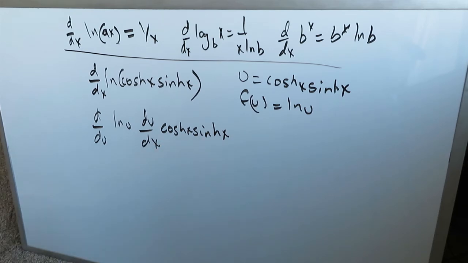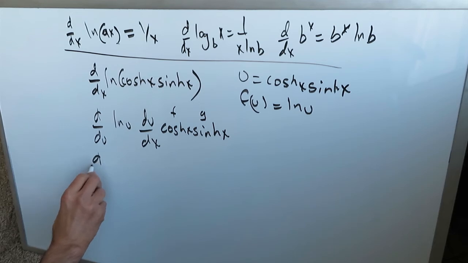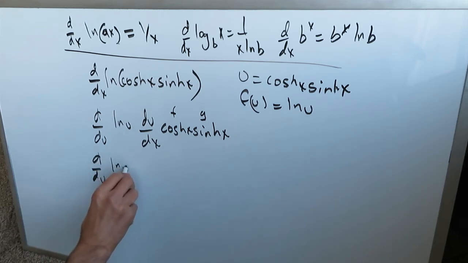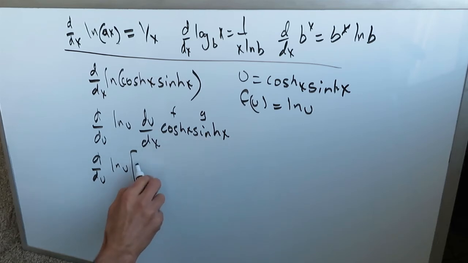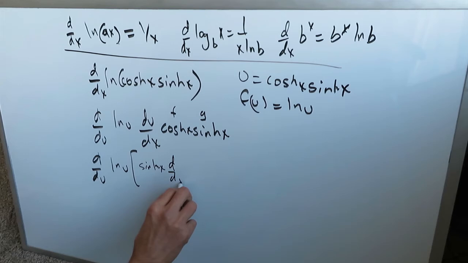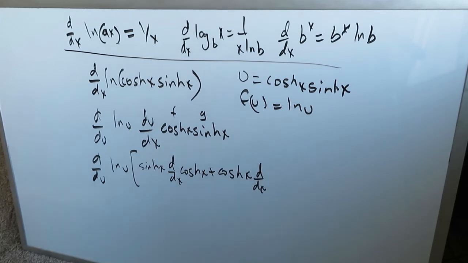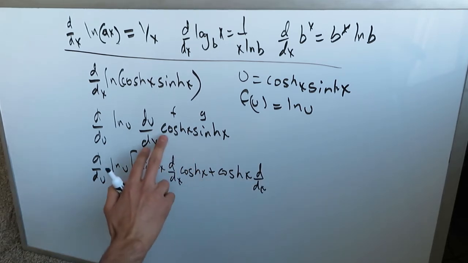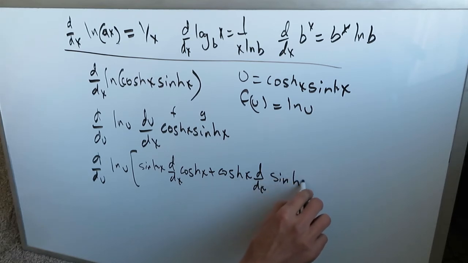So now you've got to bring in the product rule. Here's your f function, here's your g function. Let's go directly over here to this next step, ln u, and now we do the chain rule. You're going to do the g function, sinh x, multiplied by the derivative of the cosh x, which is your f function, plus the cosh x multiplied by the derivative of the g function, sinh x.